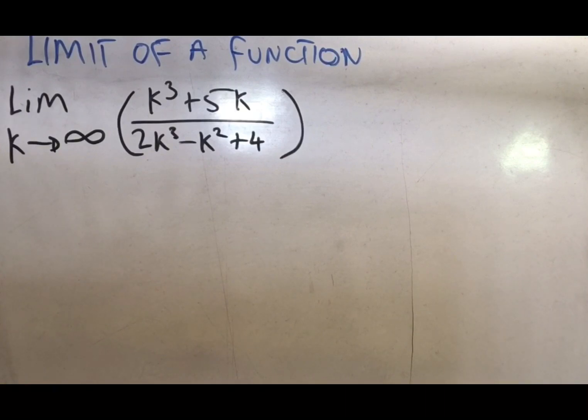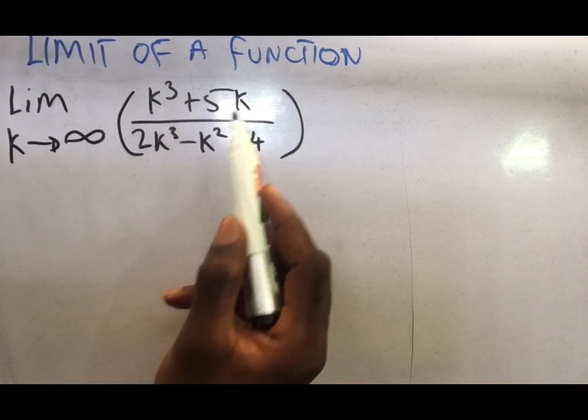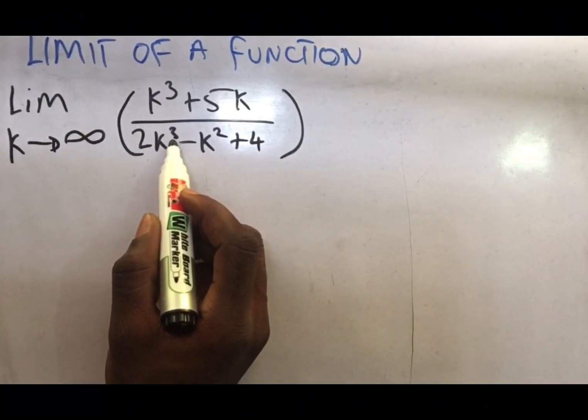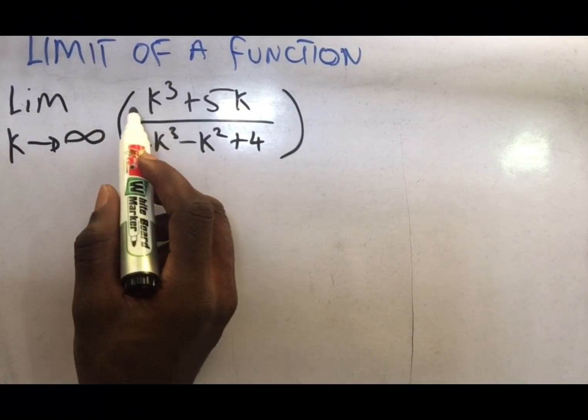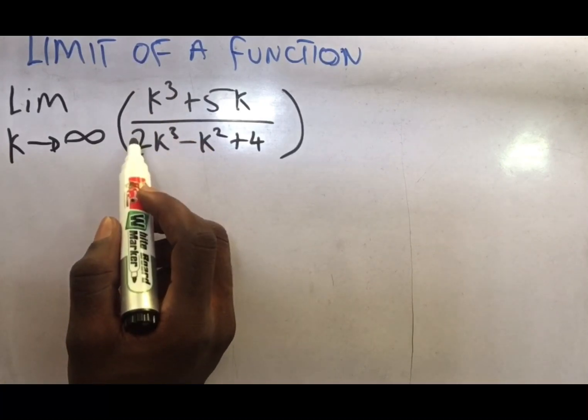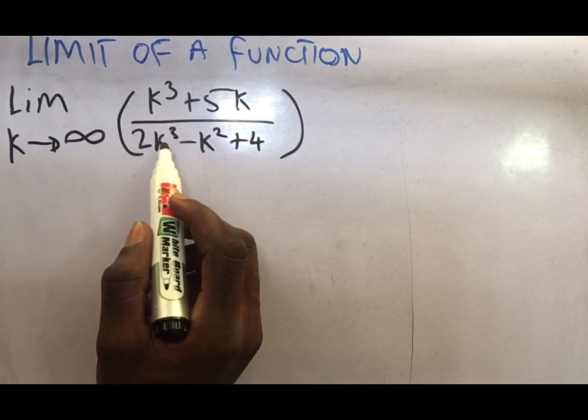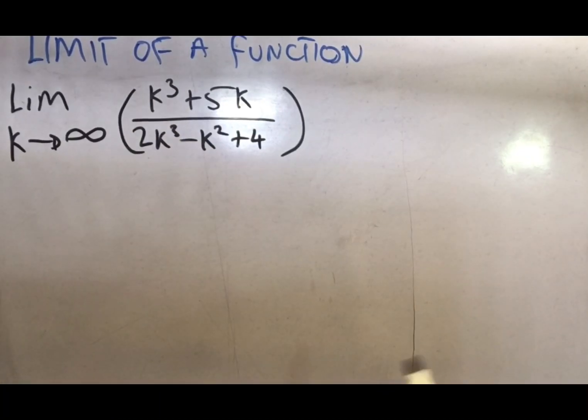and that is the third case. When the highest power of the numerator is equal to the highest power of the denominator, the answer is going to be the coefficient of the variable with the highest power in the numerator over the coefficient of the variable with the highest power in the denominator. So basically, what that big English means is this.